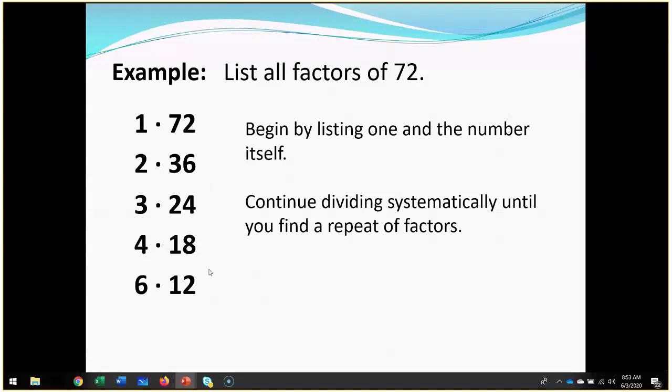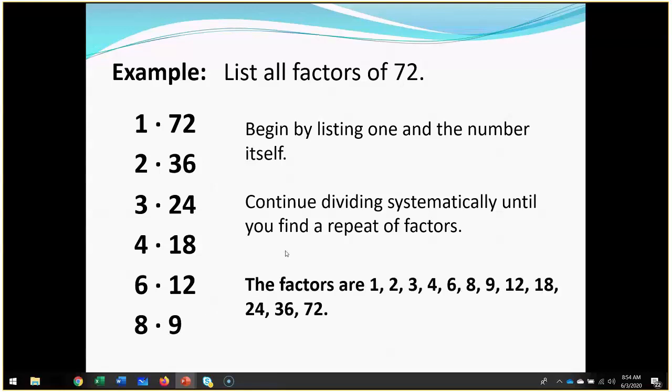6 times 12 is 72. Then 7. 7 does not work. 8. 8 times 9 is 72. The next one would have been 9, which I just wrote, so I know that I'm done. So here's all my factors.